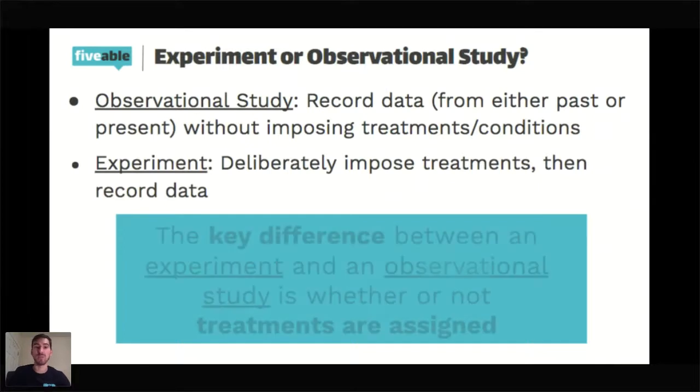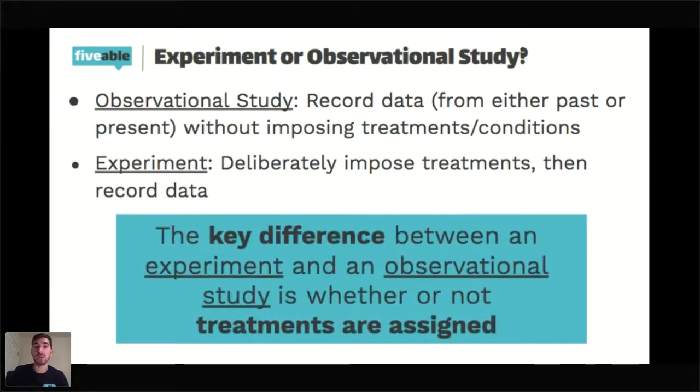That's an experiment. So the key distinction between an observational study and an experiment is whether or not treatments are assigned, whether or not we as researchers are actively manipulating the individuals in the situation, or if we're just observing what's going on without any interference at all. Okay, and that is a key distinction that comes up quite a bit when it comes to AP questions.